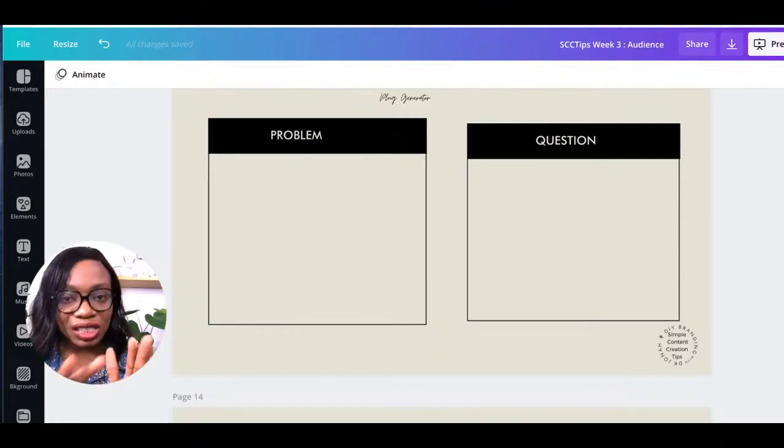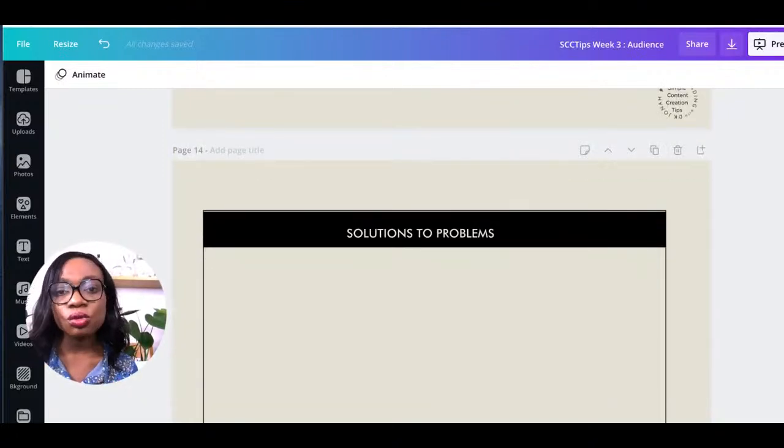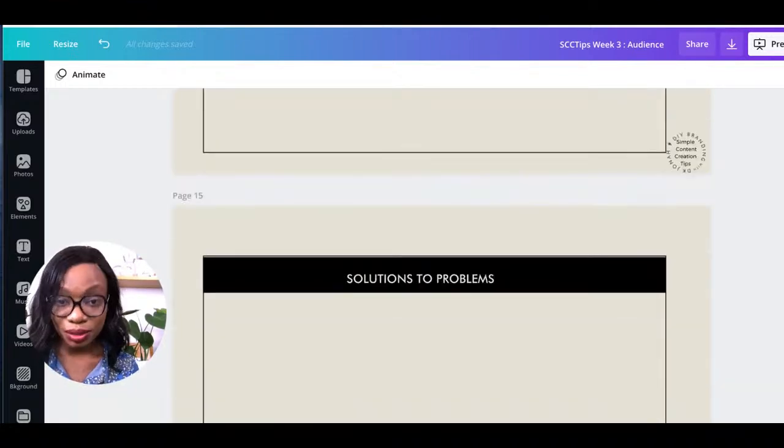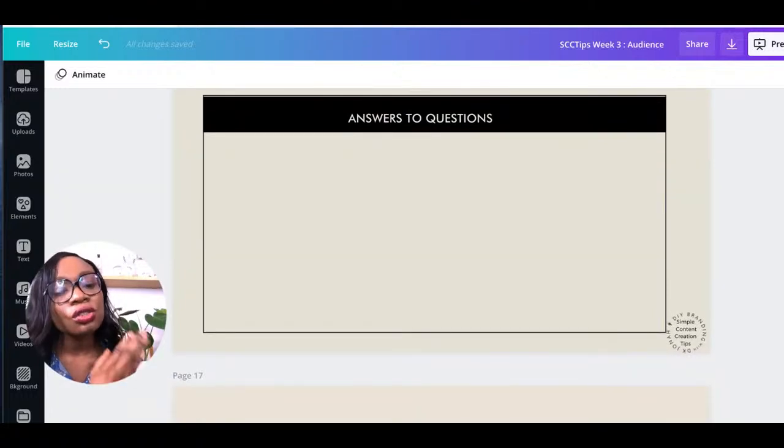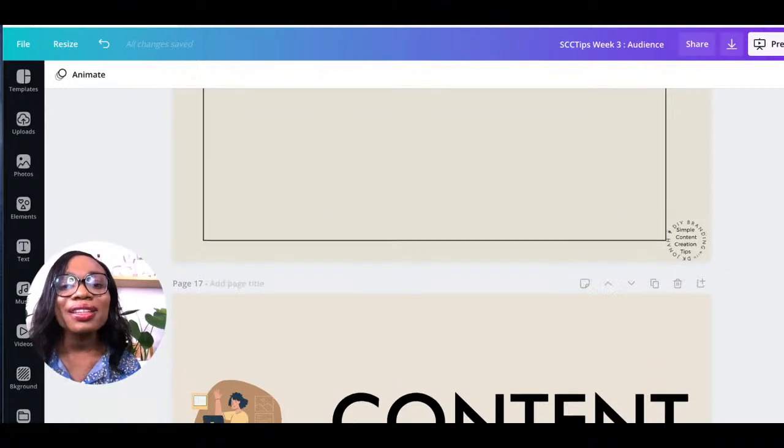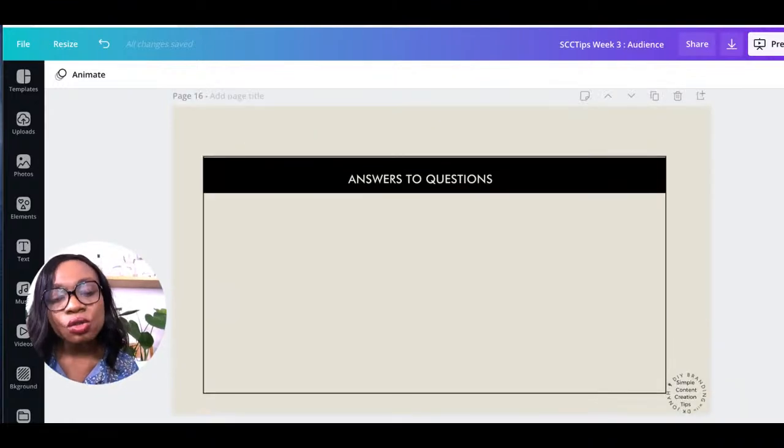So for this table, you're just writing the questions and the problems. On the next table, you're going to write the solutions to each question and answers to each problem. And that will lead to the content that you will create.